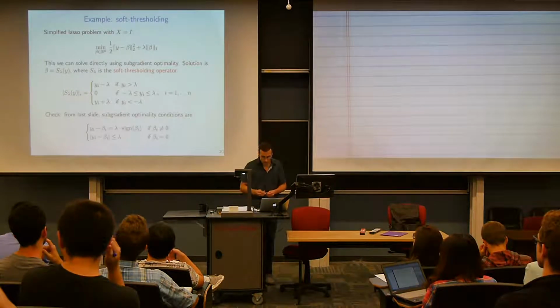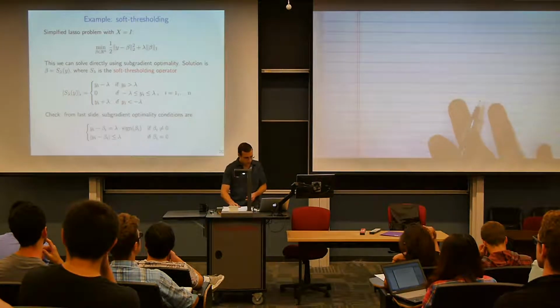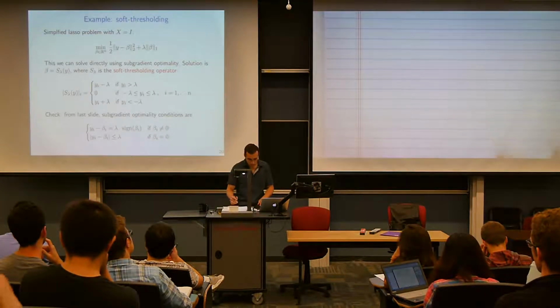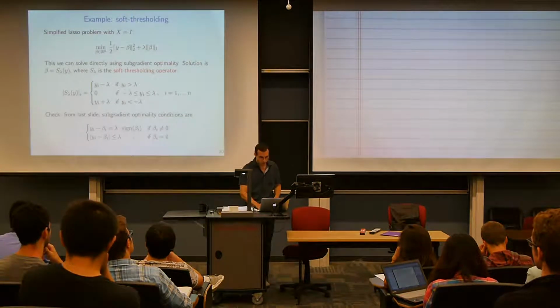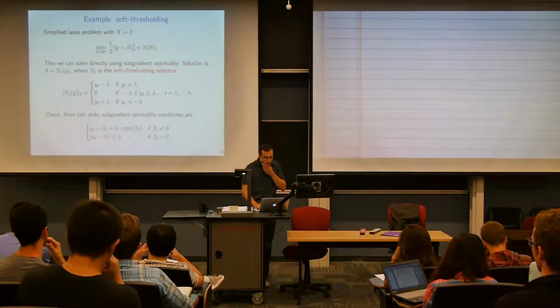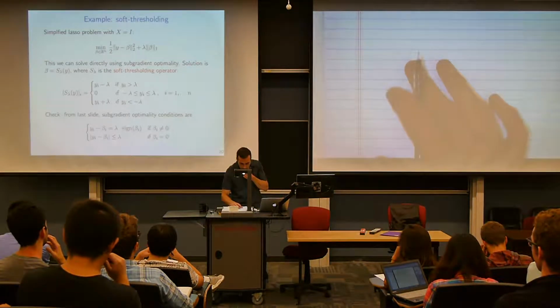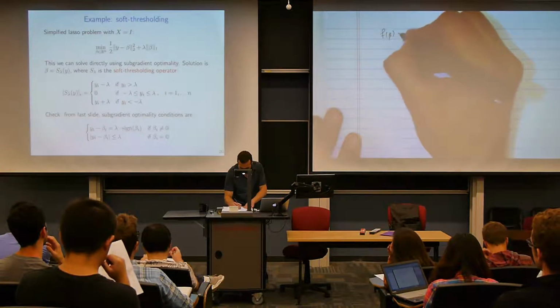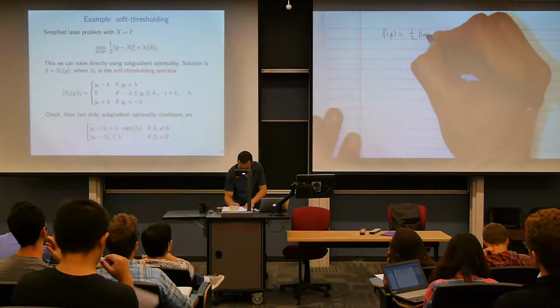So let's prove that. We can prove that right from the subgradient optimality conditions. And let's actually take one step to get to here, because we didn't actually go over the previous example, so we're not going to see where that came from. The function, right, our function f is just this guy.